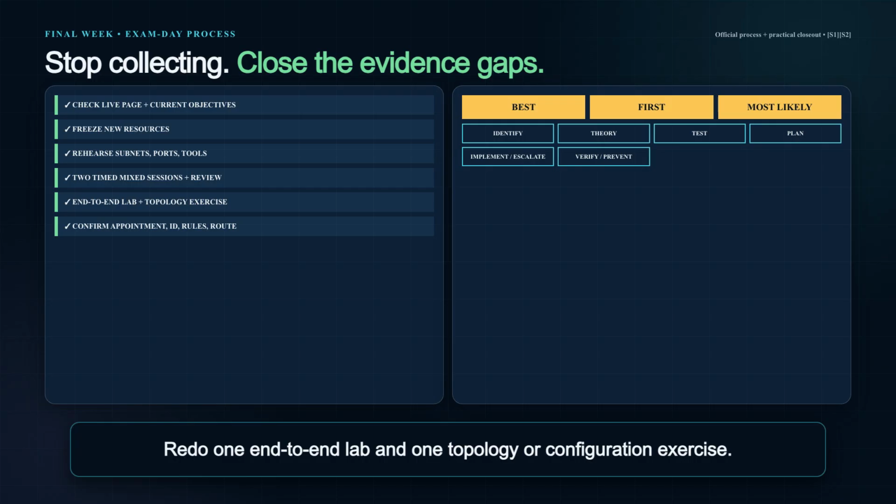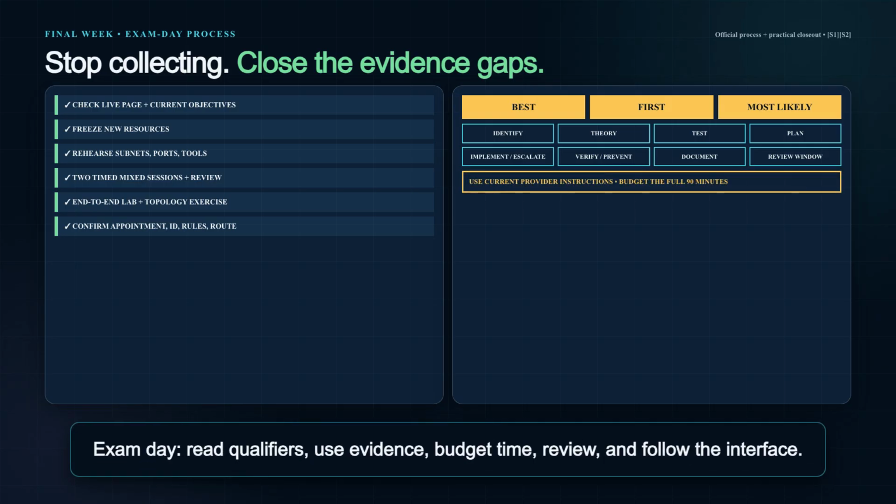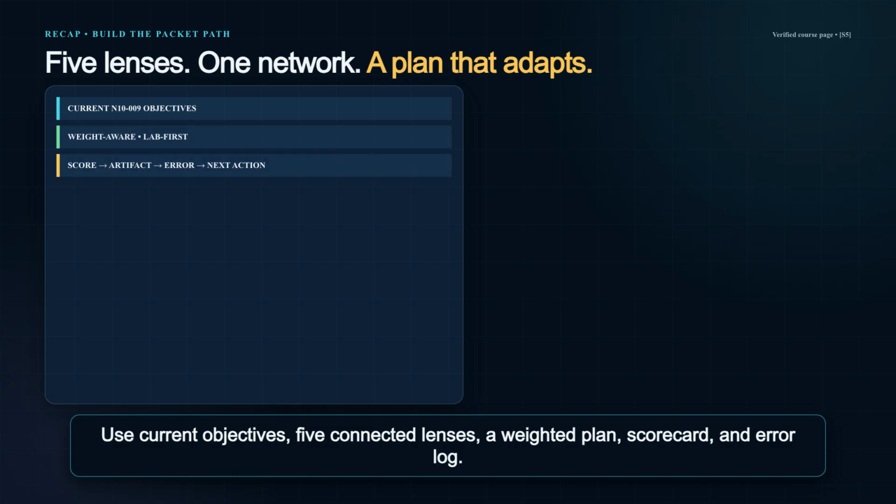On exam day, notice words like best, first, and most likely. Use evidence and elimination. Budget the full 90 minutes, follow the interface instructions, and leave a review window. For troubleshooting, identify, theorize, test, plan, implement or escalate, verify and prevent, then document. Recap: use the current N10-009 objectives, learn one network through 5 lenses, budget by weight, and let your scorecard and error log redirect the plan.